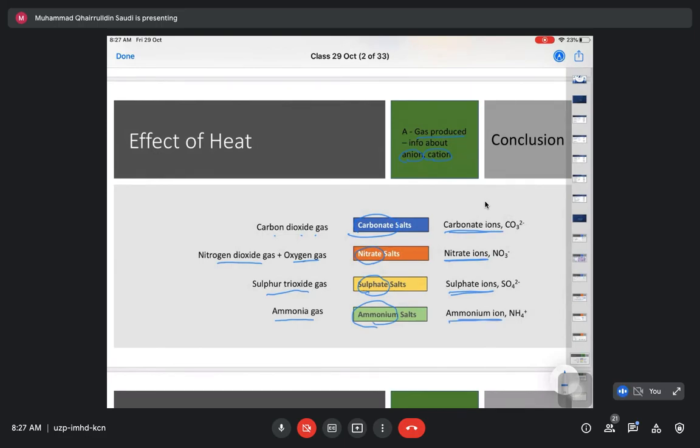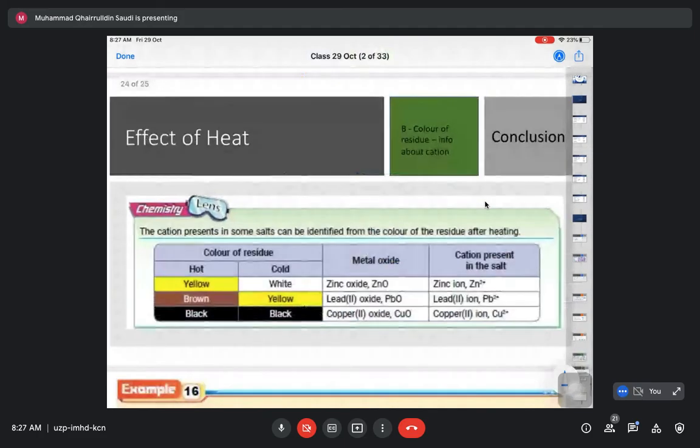So this is the crucial things that you should know. Okay. The next one is color. Color of the residue memberi info kepada kita tentang cation.